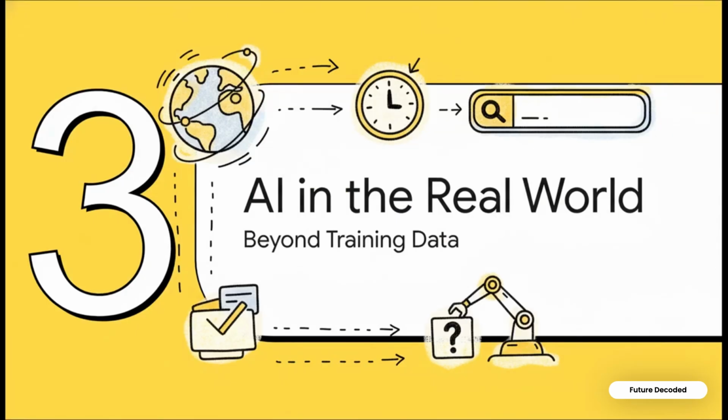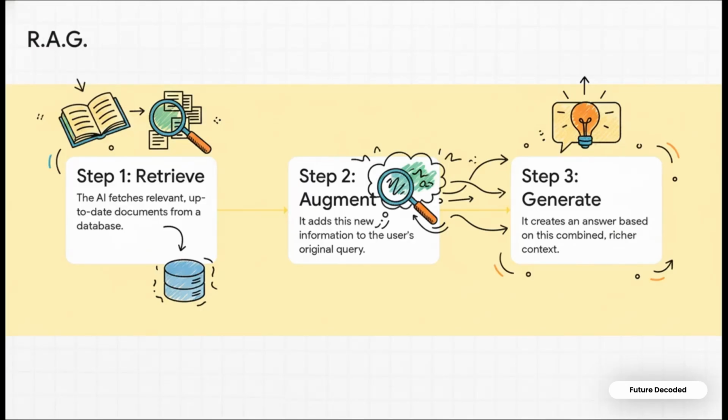Okay, so a model is trained. But here's the problem. The world keeps changing, right? How can we get it to use information that's brand new, or even interact with other apps? This next part is all about connecting AI to the live, real world. A really important technique for this is called Retrieval Augmented Generation, or RAG. This slide lays it out perfectly.